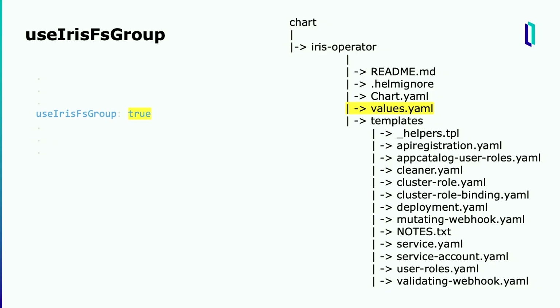But some of our clients aren't allowed to run anything as root, not even their init container. And if you can't run your init container as root, you can't use this method. If you go into our Helm chart for IKO, in the file values.yaml, you'll see a bunch of parameters, including use Iris FS group. If you flip that parameter to true, that tells Kubernetes to mount all volumes with group Iris owner instead of root. And then IKO will suppress creation of those init containers, and you'll have nothing running as root.